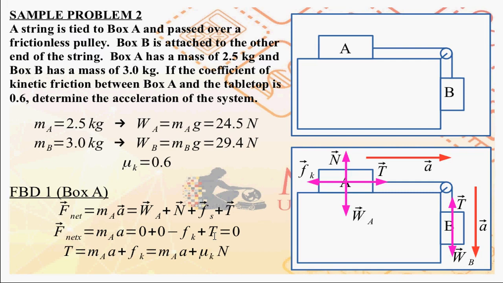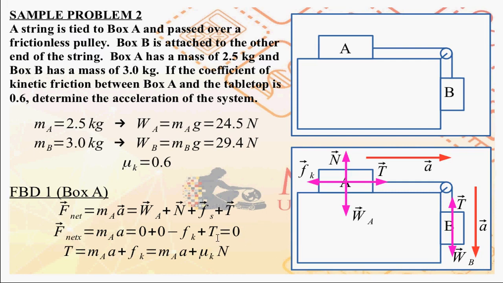This is wrong. This is not equal to 0. This should be equal to ma. Okay? So, correction: this should be Fk, not Fs, and this is not equal to 0. So, consider this to be erased, because this equation should be equal to ma. Please take note of that correction.